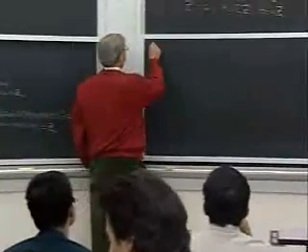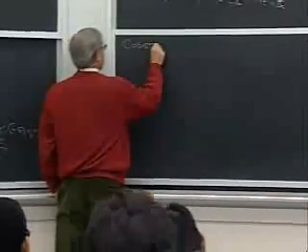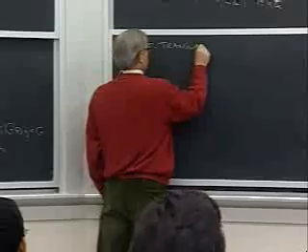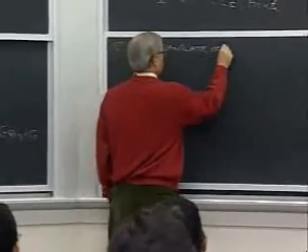What's a coset? A coset is also, in the abelian case, called a translate of a subgroup.